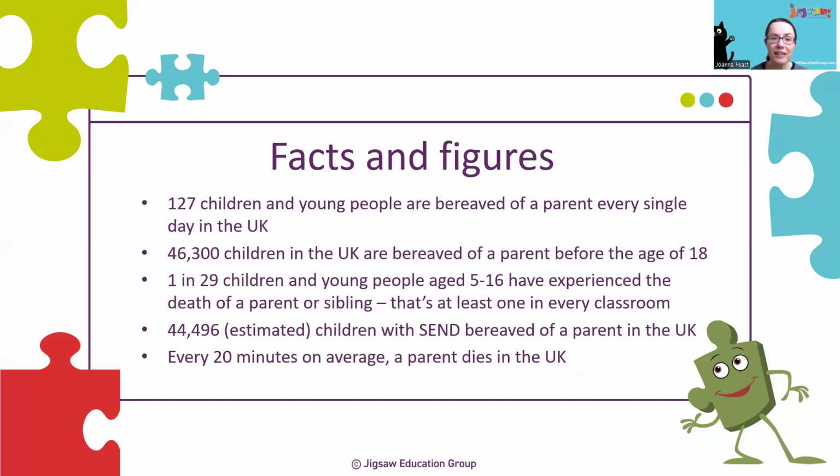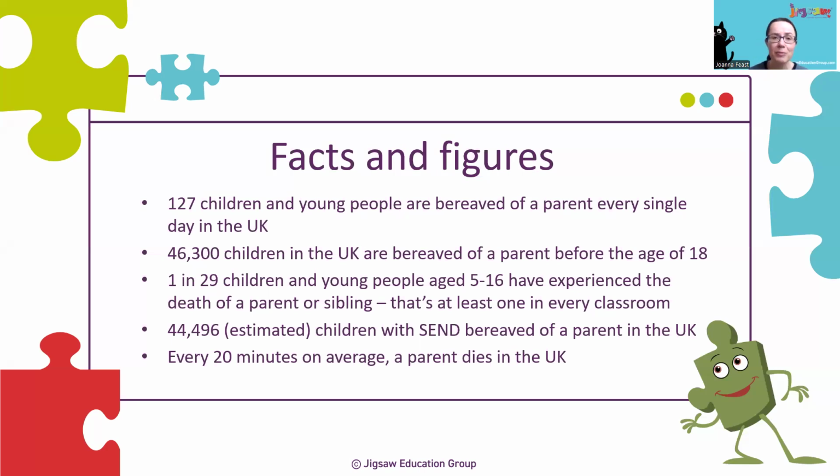A few facts and figures, hopefully useful, just so that we can bring into perspective why it's so helpful to have a bereavement and or loss policy within school. The latest figures that we have available to us say that about 127 children and young people are bereaved of a parent every single day in the UK. And added to that, over 46,000 children in the UK are bereaved of a parent before the age of 18. So, quite hefty numbers. 1 in 29 children and young people between the ages of 5 and 16 have experienced the death of a parent or sibling. So to put that into perspective, that's at least 1 in every classroom.